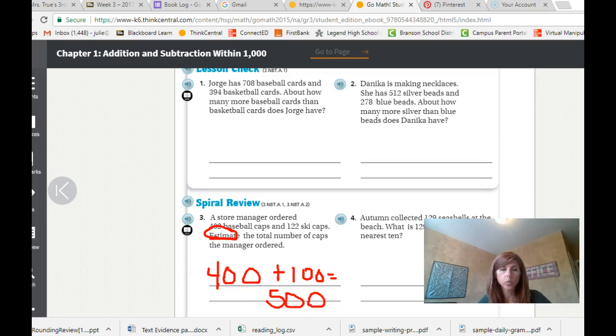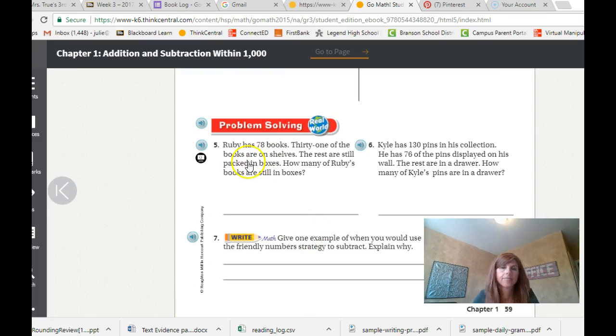We'll do one more for you. Let's take a look at this word problem. We're going to take out the numbers and focus on the words. Ruby has blank books. Blank of the books are on the shelves. Okay, she has a given amount of books, a certain amount of books are on the shelves, and the rest are packed in boxes.